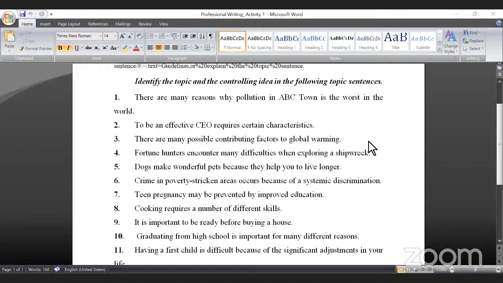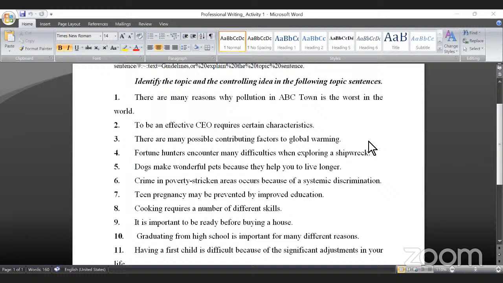That's given right in the sentence: there are many reasons why pollution in ABC town is the worst in the world. So ideally, the supporting sentences are going to give these reasons. Otherwise, there is no reason why they should mention something like that. So your topic is pollution in ABC town, and your controlling idea, which means the idea which is going to be developed in the following supporting sentences, is the many reasons for pollution in ABC town. See this?